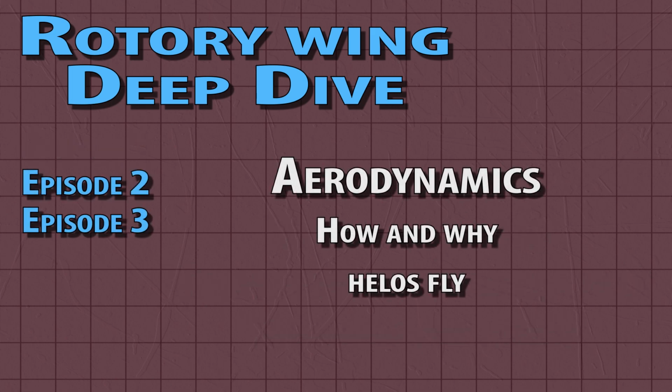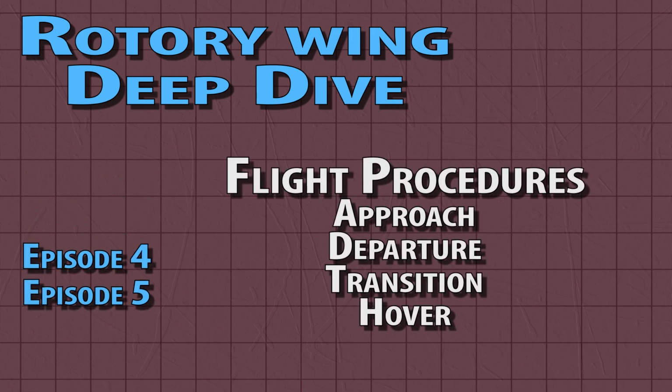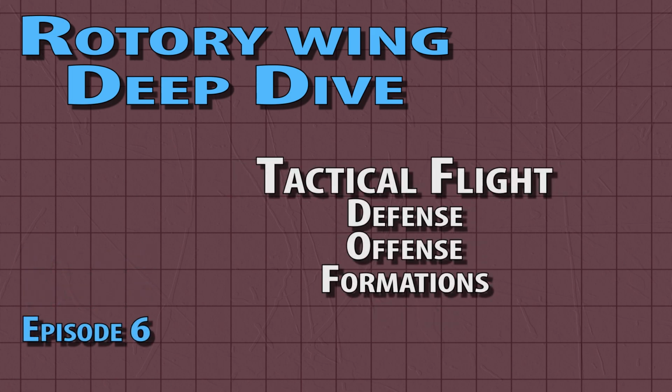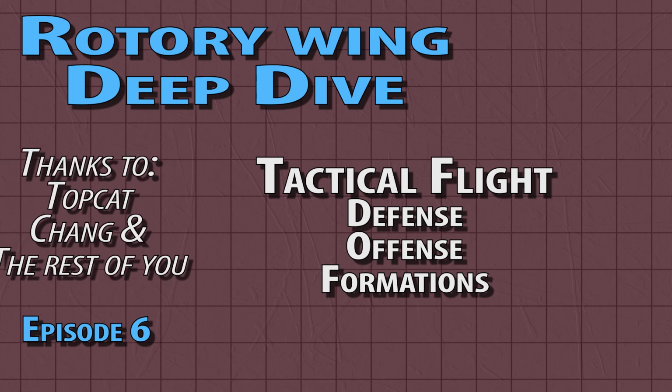Parts 2 and 3 will cover how a conventional helicopter flies and why. Parts 4 and 5 will cover practical flying methods like how to take off and land. Finally, Part 6 will cover some of how to tactically fly our beloved whirlybirds.